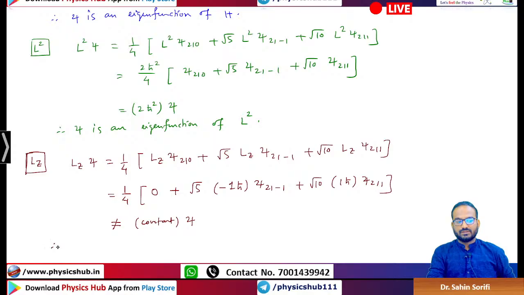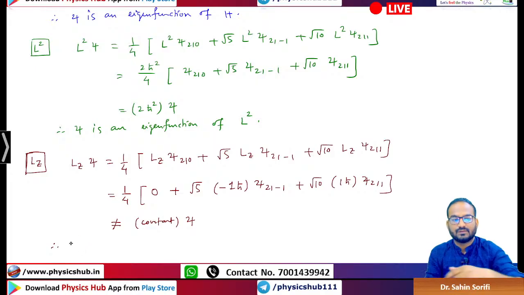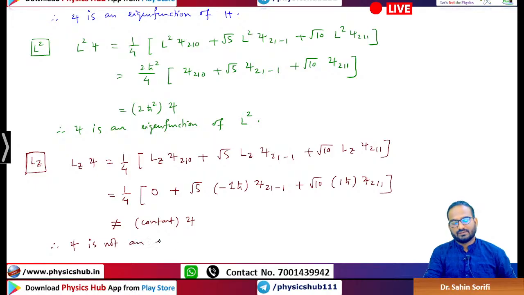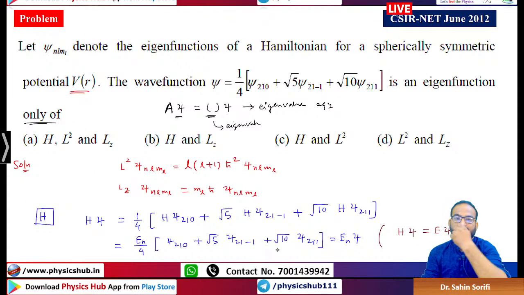Hence we can conclude that ψ is not an eigenfunction of Lz. So look at the options now. The wave function is an eigenfunction only of, as you can see, H and L square. So option C.